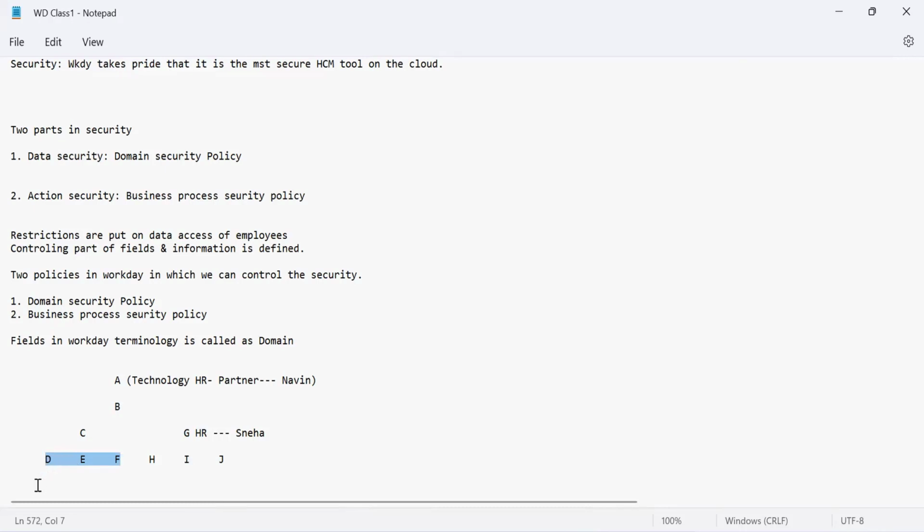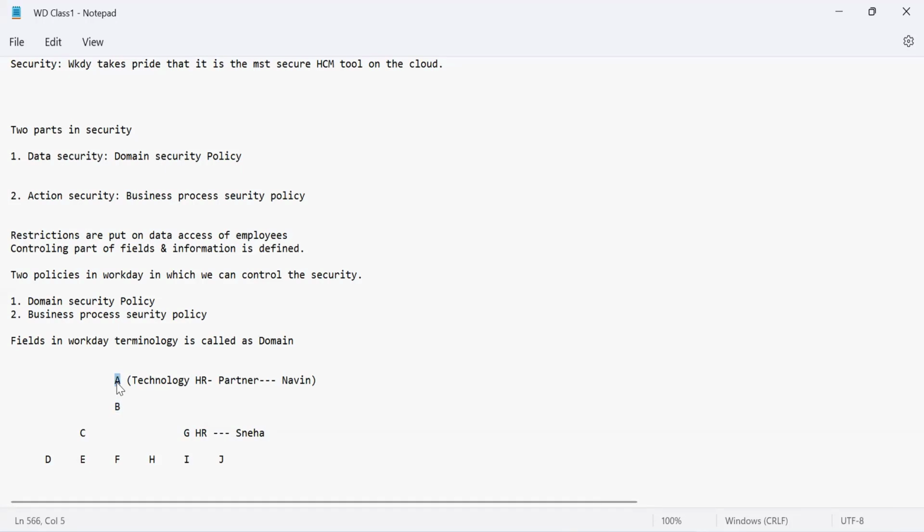So let's say D has 10 employees, E has 10 reportees, F has 10 reportees. So 10, 10, 10, which is 30. H, I, J have 10, 10, 10, which is another 30. So C will have a span of 10 plus 10 plus 10, 30 plus 3, so 33 employees are reporting to C. Same for G. B, how many will be there? 33 plus 33 plus C and G, 68. And then the technology head will have 69 because B is also reporting to them.